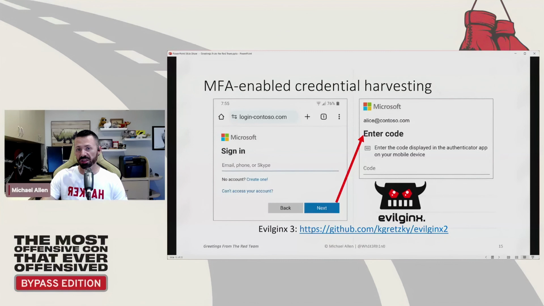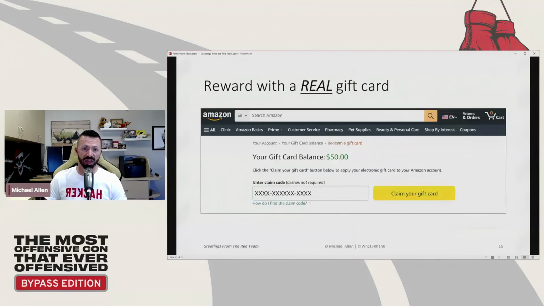So we can go and log into that Microsoft portal as them using that cookie, but we don't send them to the portal from here because we didn't tell them we were going to log them into Microsoft 365. We told them we were going to give them an Amazon gift card. So that's what we do. After the login is complete, we then forward their browser on to a landing page that has a real Amazon gift card on it. And this is really important.